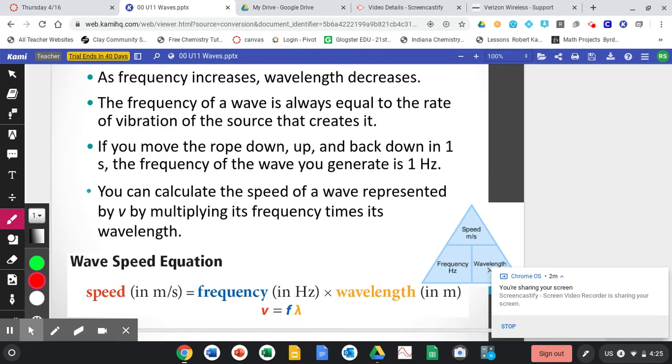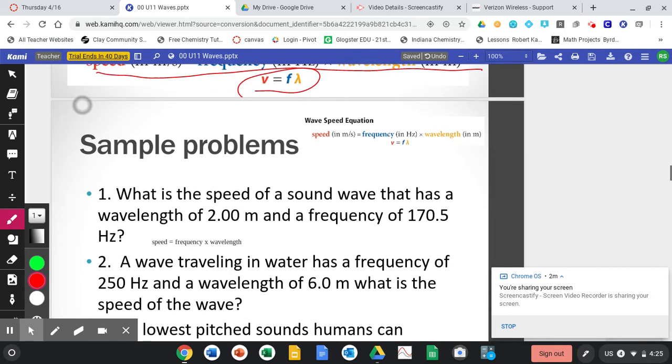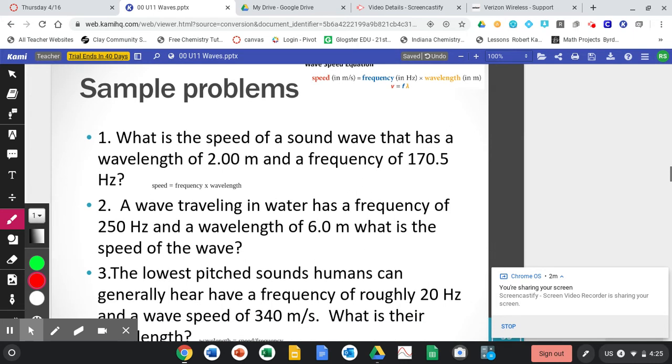If you move a rope up and down and back in 1 second, the frequency you generated was just 1 hertz. So 1 wave per 1 second is 1 hertz. You can calculate the speed of a wave, represented by the velocity, by multiplying them. And so this will be the equation we will be using. And you can see that you have 3 variables. So that means we can do one of our magic triangles, which I've done for you here. Wavelength is in meters, frequency in hertz, and speed in meters per second.